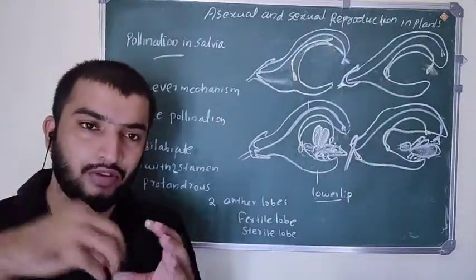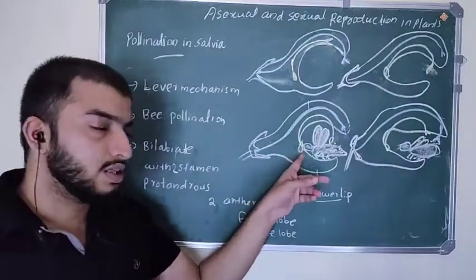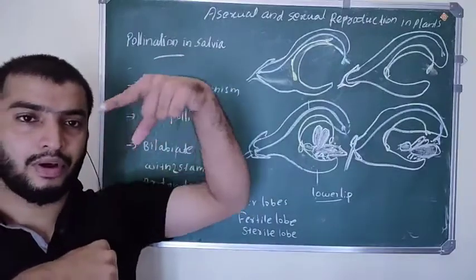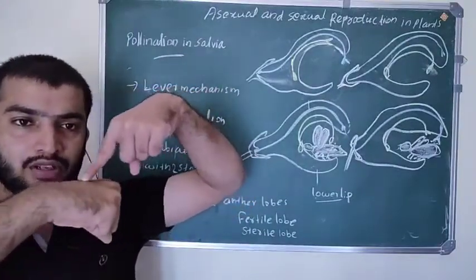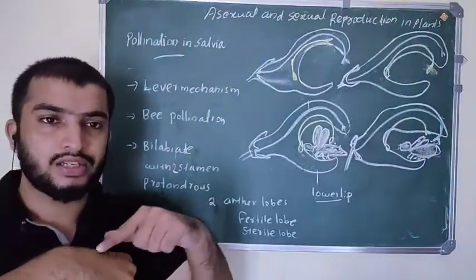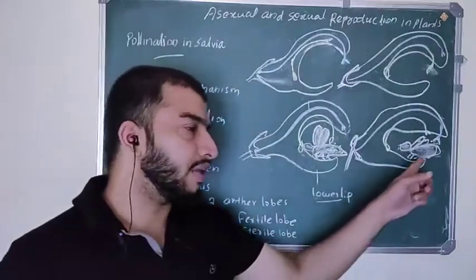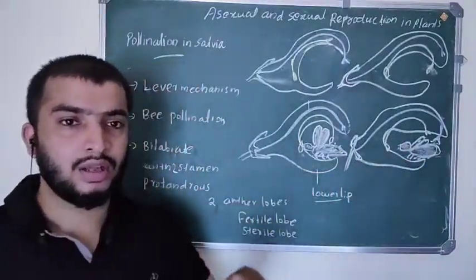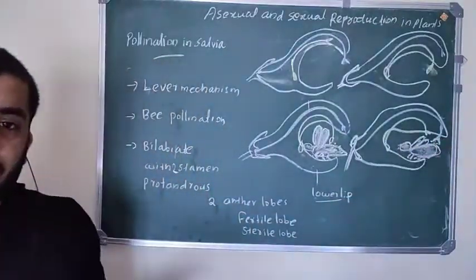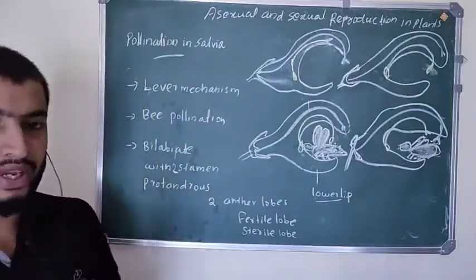So the bee comes into the flower and pushes on the lower sterile lobe of the anther, which results in the descending of the upper fertile lobe. This upper fertile lobe strikes on the back of the bee, and the pollen grains are now on the back of the bee, and this bee goes to another flower. When it enters this flower, the pollen grains attach to the stigma and pollination takes place. Okay, so this is lever mechanism.